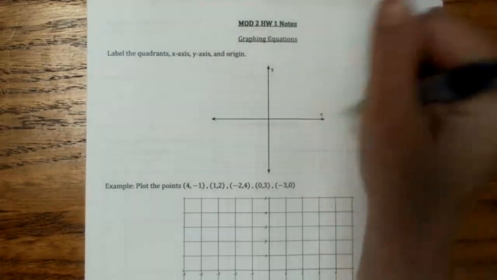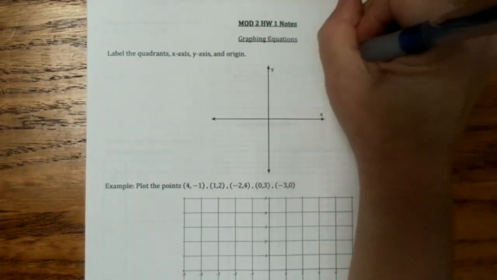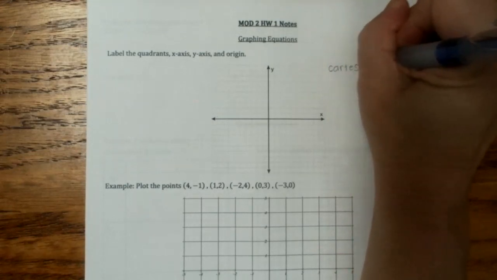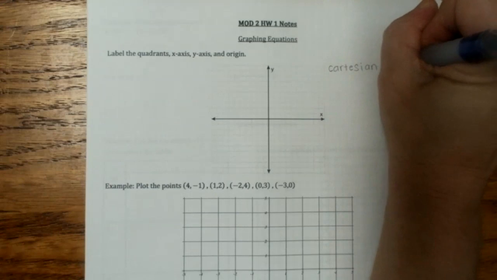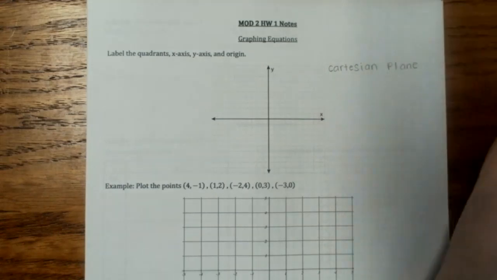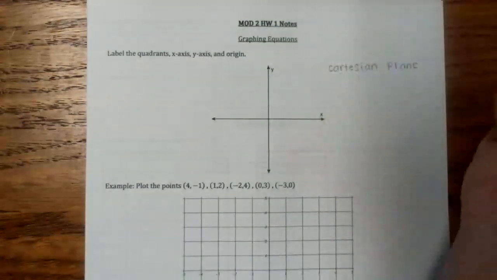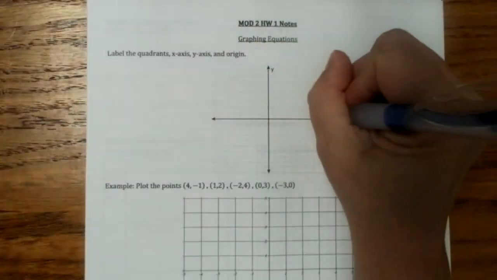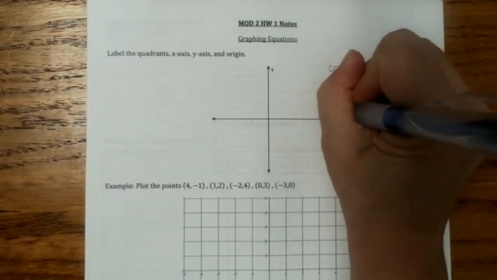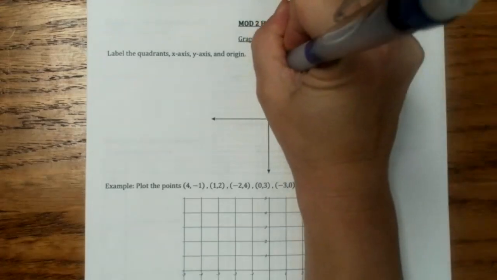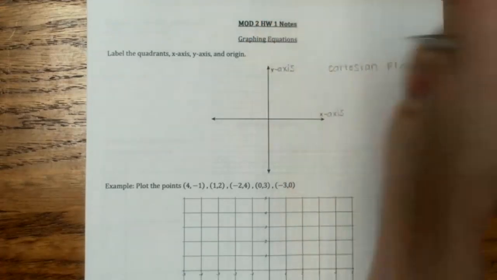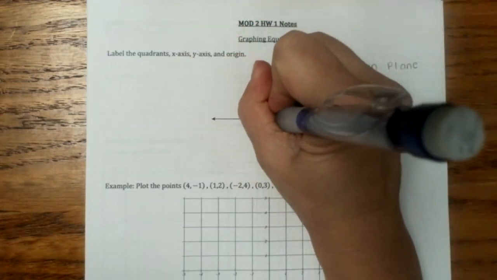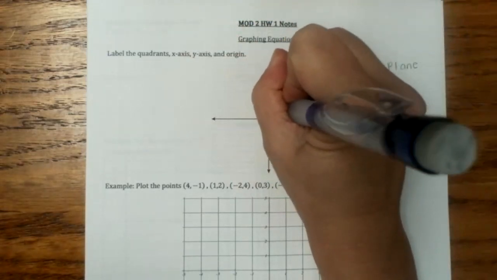So here's our graph. This whole graph together is called the Cartesian plane. It's called a Cartesian plane. It's this whole thing together. Left and right, we have what's called our x-axis. Up and down, we have what's called our y-axis. Where these two things meet in the middle, this point right here is our origin.